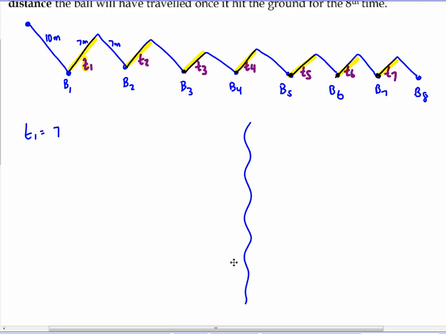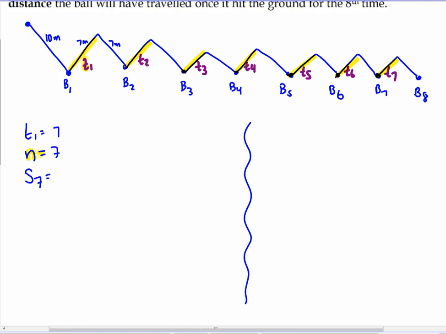So term 1 is 7. I want to find n equals 7. I'm going to use n as 7 in that case, and I want to find the sum of the first 7 terms. Now that's not going to give me my total vertical distance. That's going to give me part of it. How am I going to get the total vertical distance?